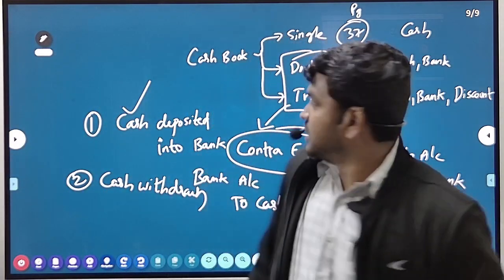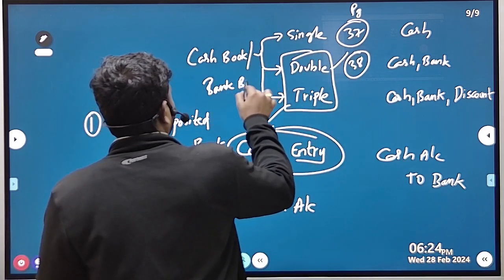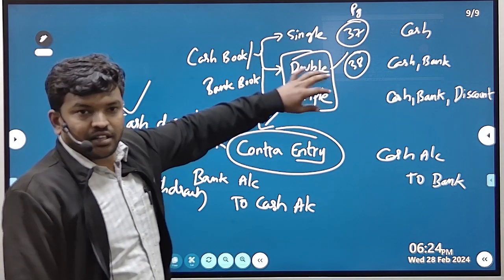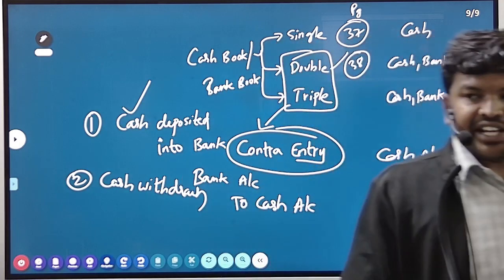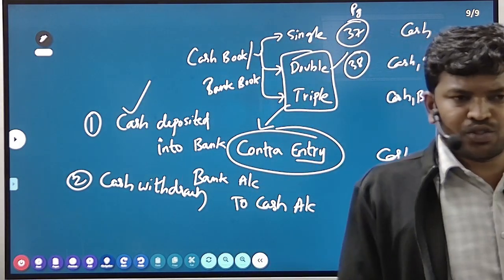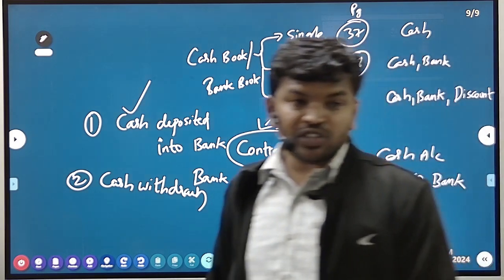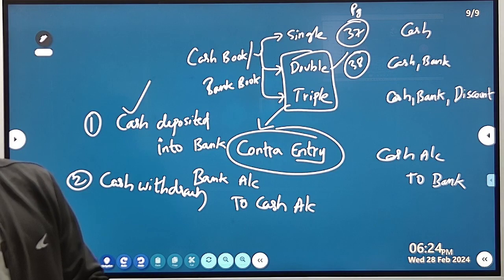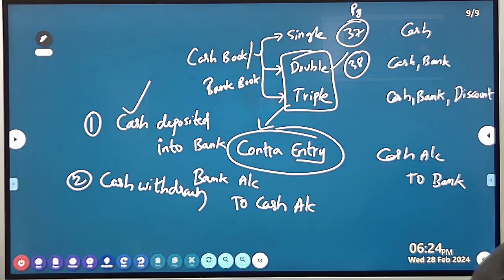This is nothing but cash book and bank book. You can call it a bank book also, because the bank account is also maintained in this. No, it depends on the client. He can follow anything, no issue. It depends on the volume of transactions. Definition you can see here.